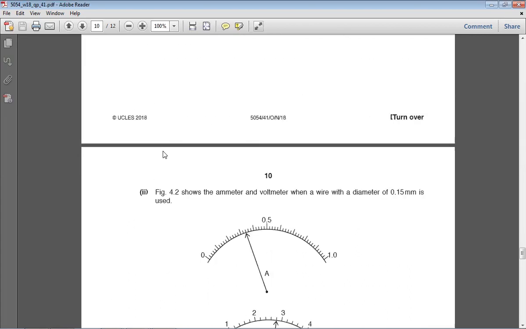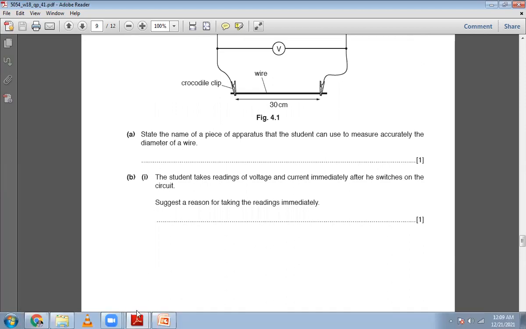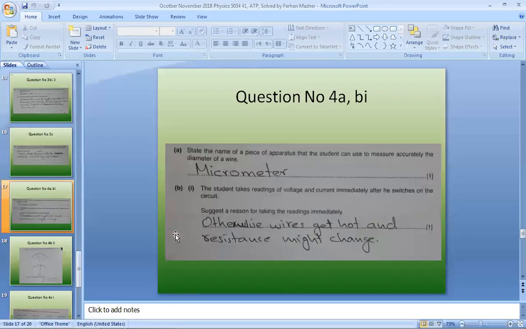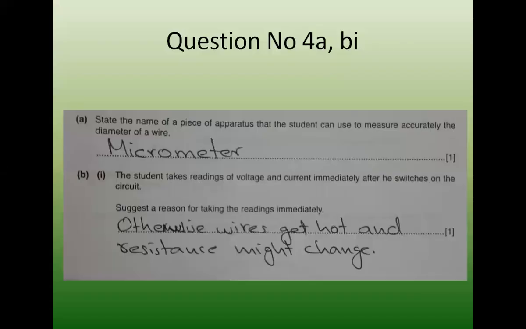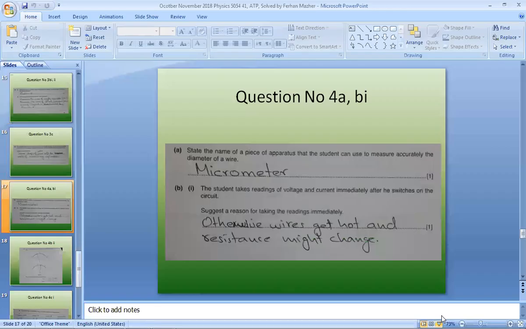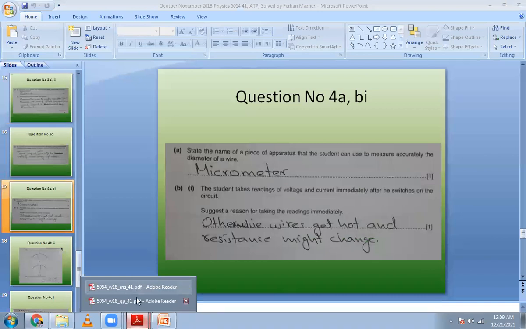So that's question number A and B. Let's have a look at our answers, and then we can move to the next part. Okay, so here we have micrometer. Otherwise, wires get hot and resistance might change. Okay, so then we have the next part.